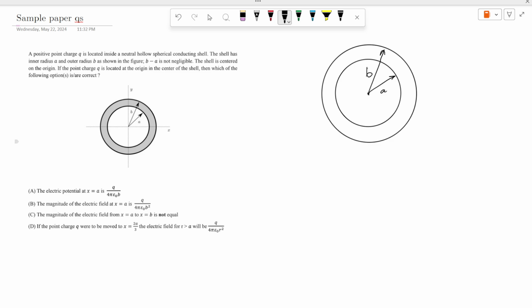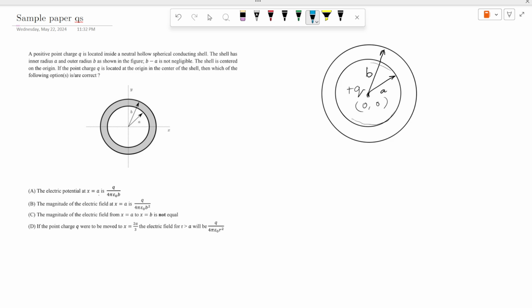The shell is centered on the origin. All right, let's mark this point (0, 0). If the point charge Q is located at the origin, in the center of the shell, then which of the following options are correct? First, we need to figure out the electric potential at x equals A. So we need to figure out the electric potential right here.